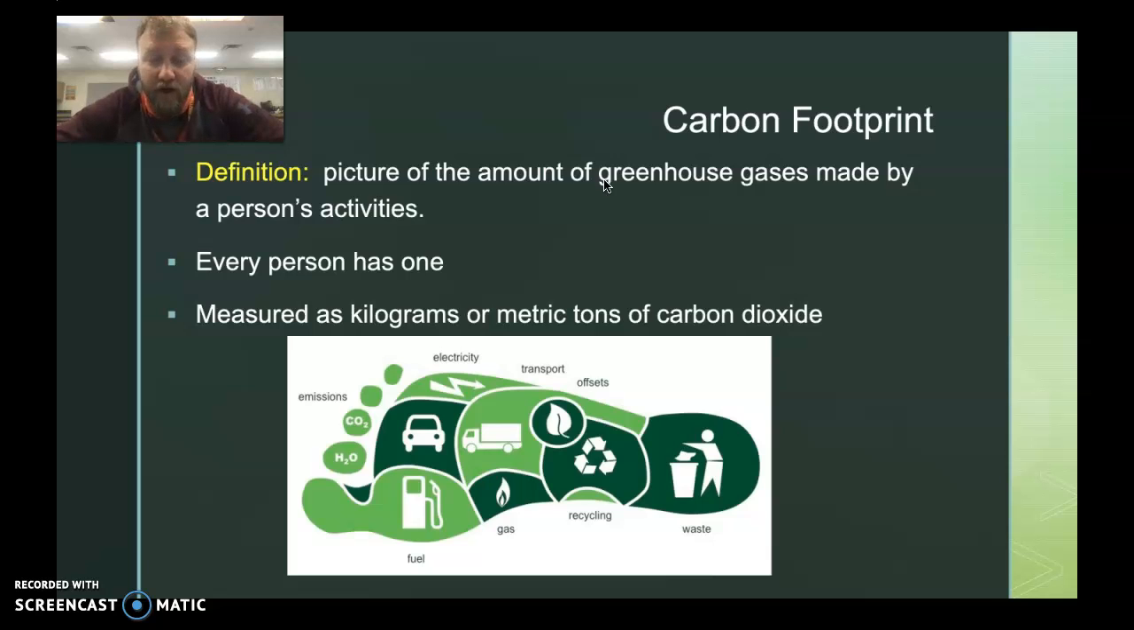And then another major factor for carbon footprint is what waste you use. Do you recycle it? The more you recycle, the less carbon footprint you'll have. So you've got to think about ways to reduce that as much as possible.